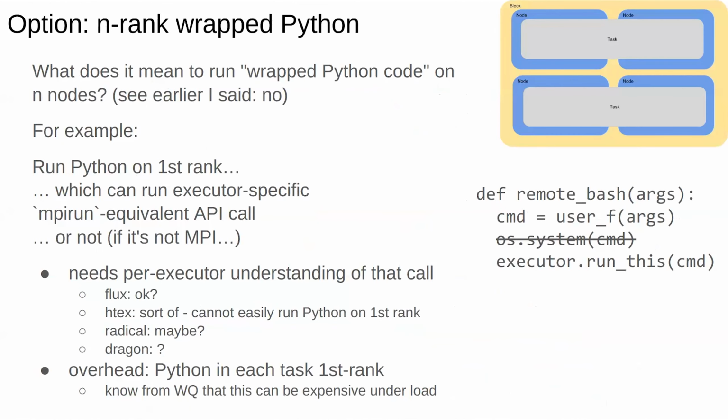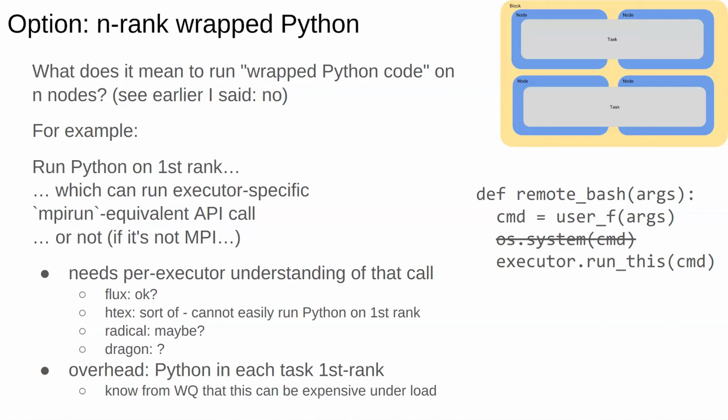And then the other option, when I said, what's this nonsense question? What does it mean to run wrapped Python code on end nodes? Is to say, well, let's give that a meaning. Perhaps it means we're going to run Python just on the first rank, and then that Python can say, actually, I want to go out and do some kind of MPI equivalent API call to run stuff on the other ranks. Okay, that looks a little bit like the htex bodge, where we bodge in an srun call into the user's command line. And this would be more formalizing it a bit.